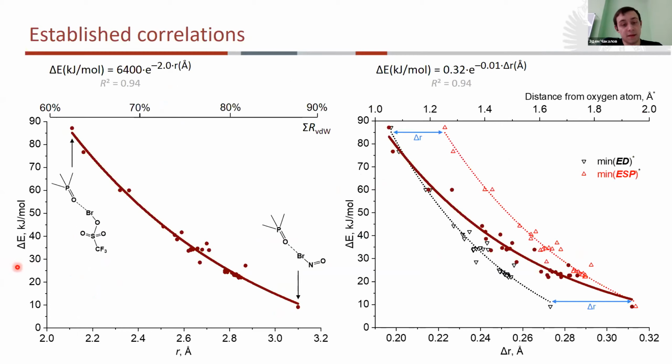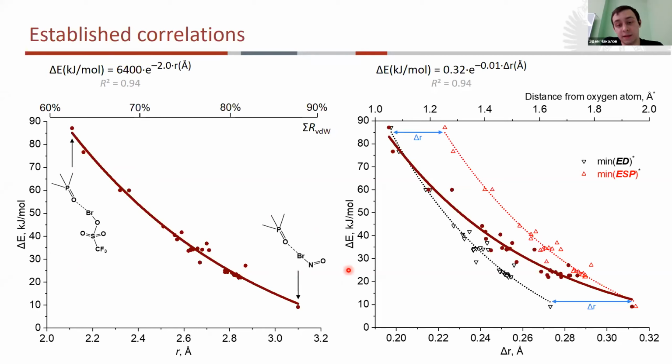As can be seen, the complexation energy, which, as I said, determines the strength of the complexes, decreases rapidly with increasing the distance between interacting atoms. For instance, for the strongest bromine-containing complex with the complexation energy of 88 kilojoules per mole, the oxygen-bromine distance is 62% of the sum of their van der Waals radii, whereas for the weakest complex with energy less than 10 kilojoules per mole, the oxygen-bromine distance is close to 90% of the sum of their van der Waals radii.